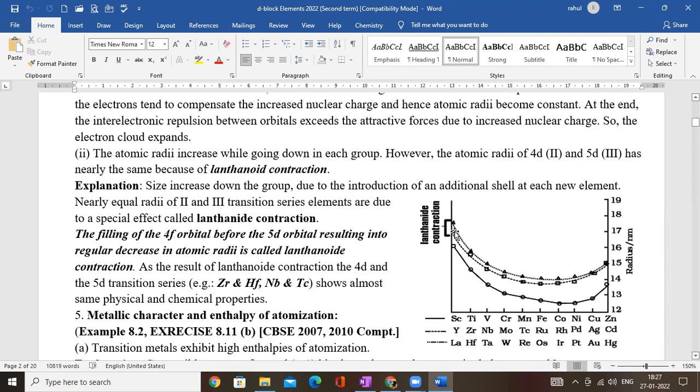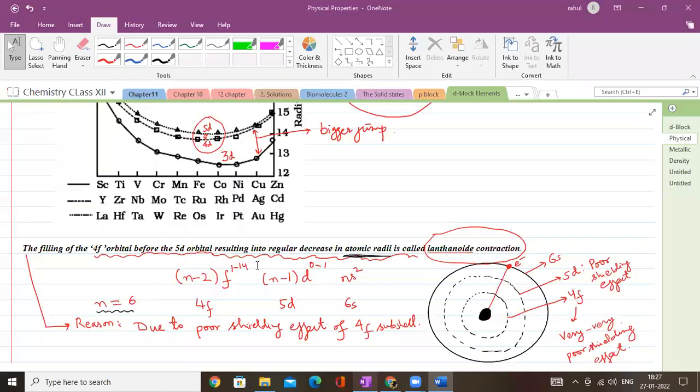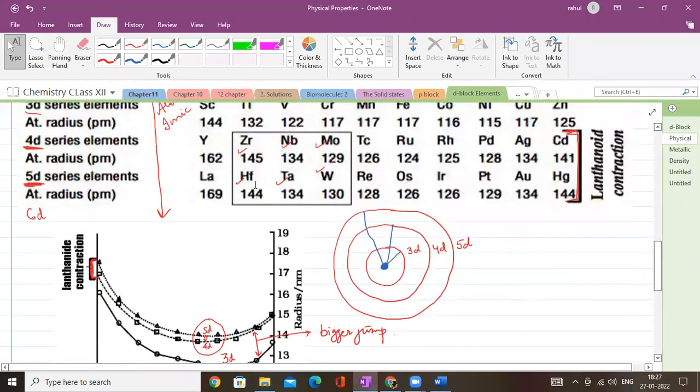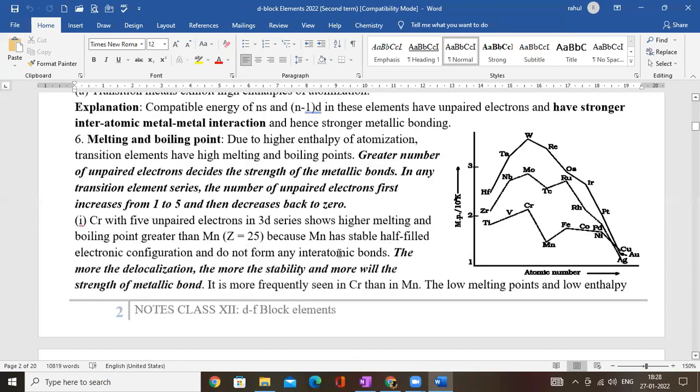As a result of this, as I said, the most important question which is asked is: why do zirconium and hafnium, niobium and tantalum, and molybdenum and tungsten show almost similar physical and chemical properties? It is because of lanthanide contraction, or their atomic radii are almost the same. Or the question can be put in this way: why do 4d and 5d, or the second and third transition series, have almost the same atomic radii? Again, the answer is the same, because of lanthanide contraction.